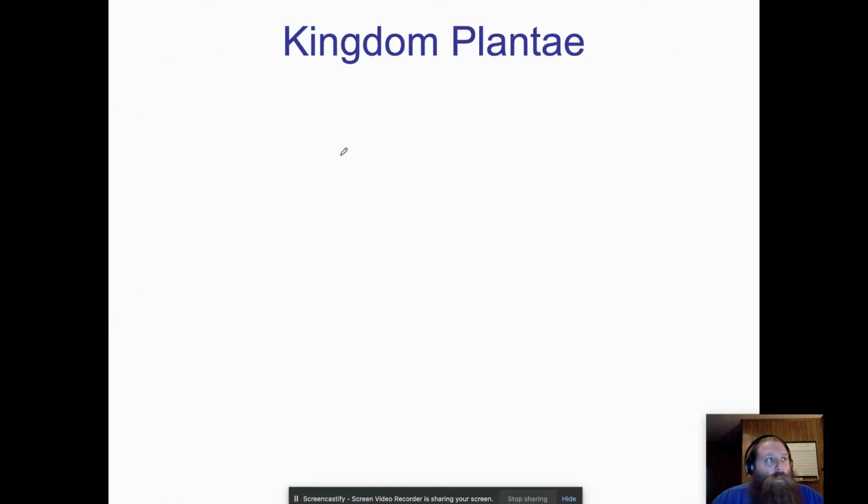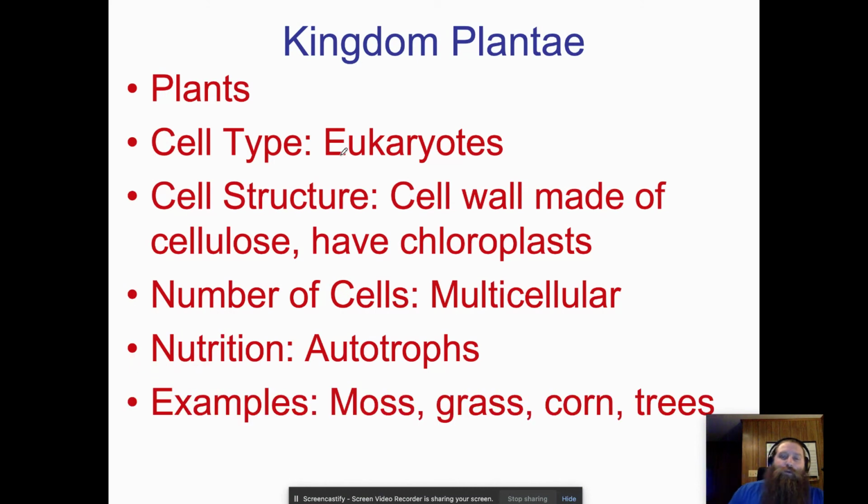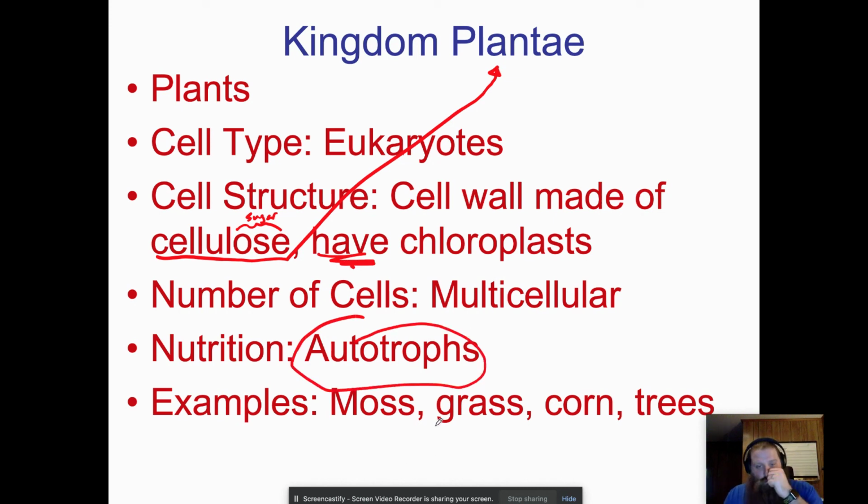And there it is. Now, plants, all right, also eukaryotes, but their cell wall is made of cellulose, all right? And hopefully you remember from macromolecules, you see ose, that tells you this is a sugar. Okay, they have chloroplasts. Plants are autotrophs, right? They make their own food. They're all multicellular. You can probably think of an example of a plant, right? So like moss, grass, corn, trees, you know, rose bushes, that kind of thing.